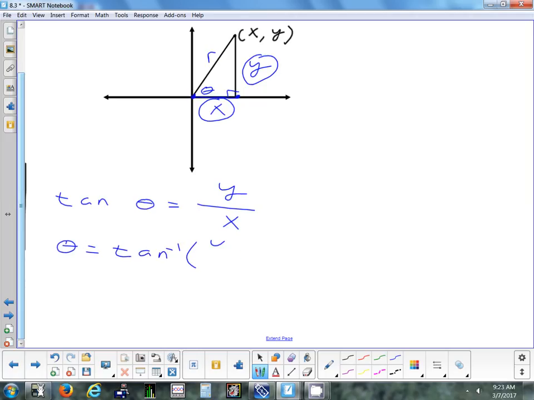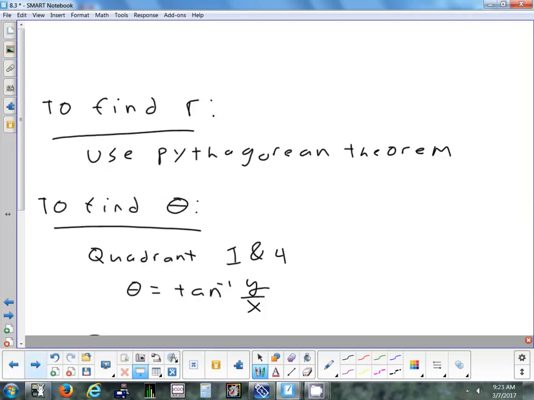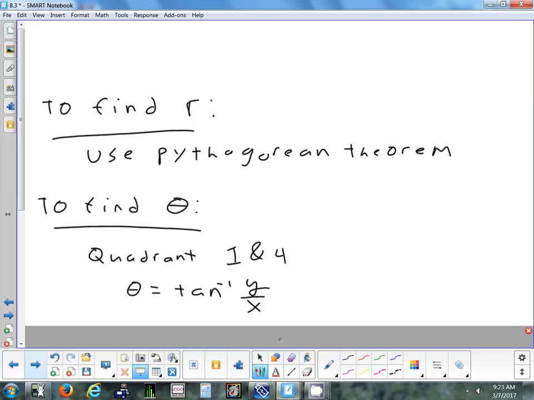And I'm going to write this down on the next page, a little more organized as well. But that's basically how you find your angle. You use inverse tangent. You find r using the Pythagorean theorem. That's exactly the formula we just came up with on the other page.